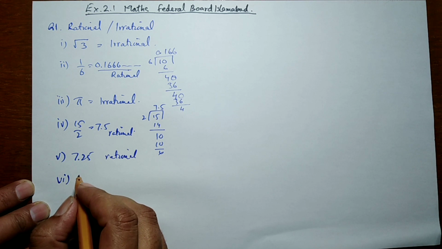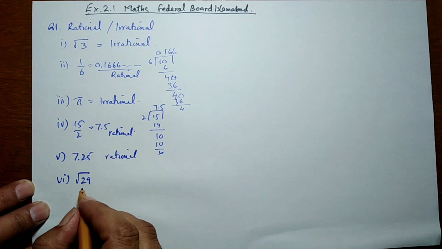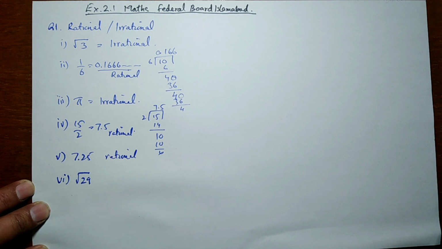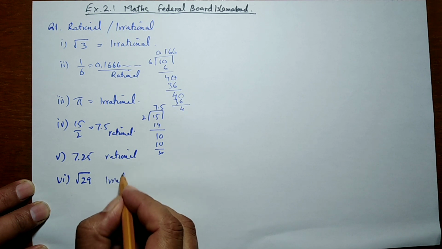Sixth, that is root of 29. So 29 is an imperfect square as well as a prime number, so the root of this number is irrational.